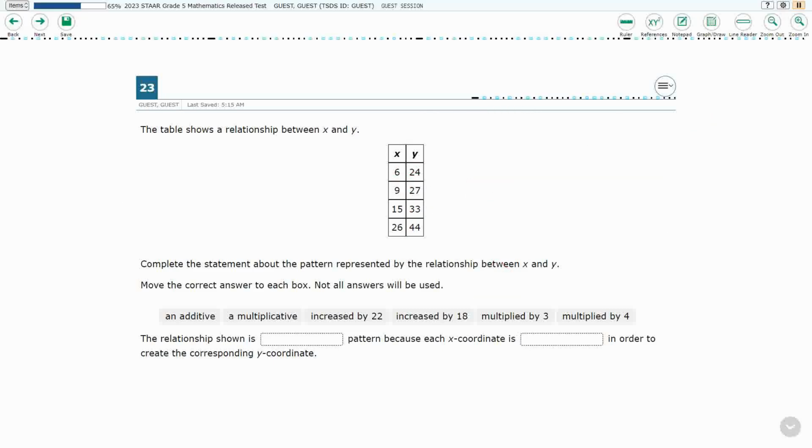So now let's see our answers here. The relationship shown is additive or multiplicative. All right, we talked about how it's additive because we're adding 18, because each x coordinate is increased by 18. Okay, increased means add. Multiplied by is obviously multiply. So plus 18 is going to be that increased by 18. And that's how we get full credit on this 2-point problem.